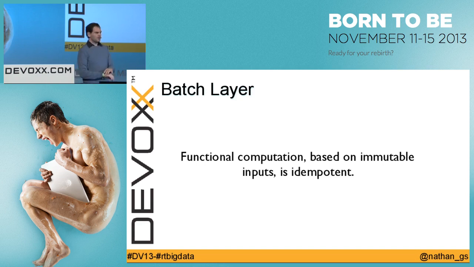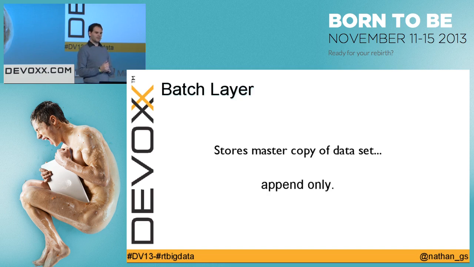And your batch layer will store a master copy of your data set. This is where your immutable data lives. And it's append only. We don't want to have mistakes, especially if you can do file updates. You always have a risk of having to deal with locking and so on. So it's easier to just say data is write once, read many.